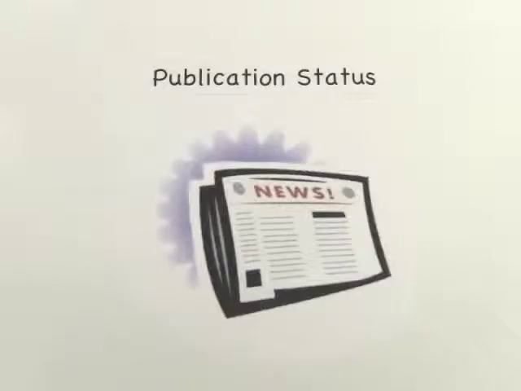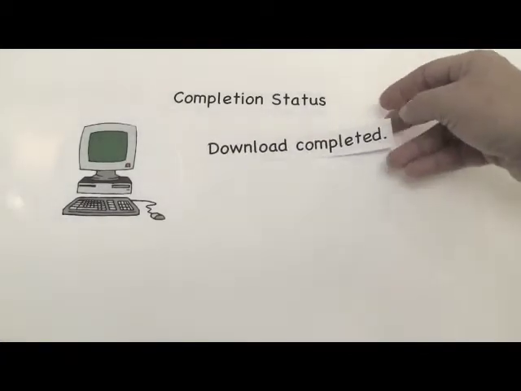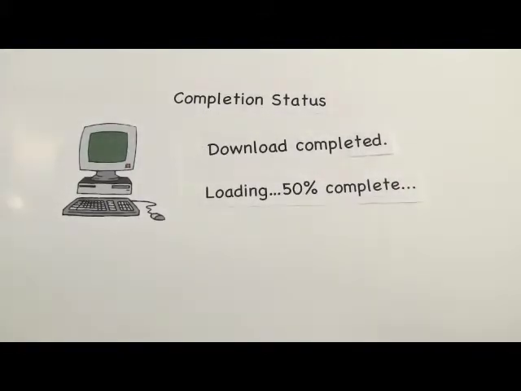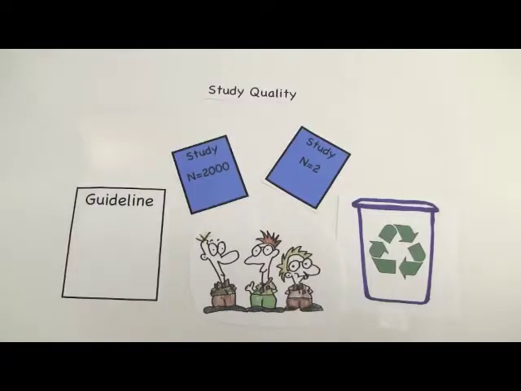Next, you need to consider publication status. Will the search be limited to published articles in medical journals? Or will unpublished data, such as abstracts from conference proceedings, also be included? What about study completion status? Should only completed studies be included? Or will early results from ongoing studies, or data from studies that were stopped early, be considered?